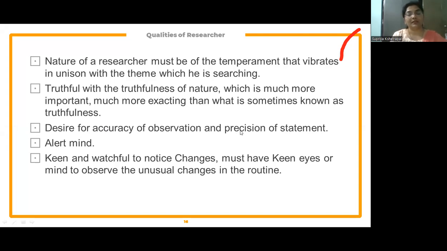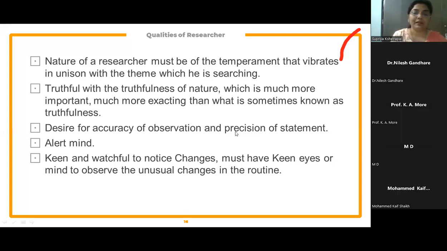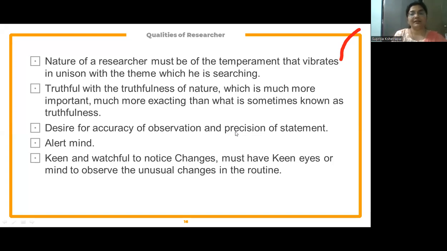Suppose any experiment is going on and one is not very attentive in that, so one will miss a point, and that will disturb the accuracy of that observation. So ultimately, the statement he will get after the whole experiment will not be precise. And for getting accuracy and precision, he must have the desire.